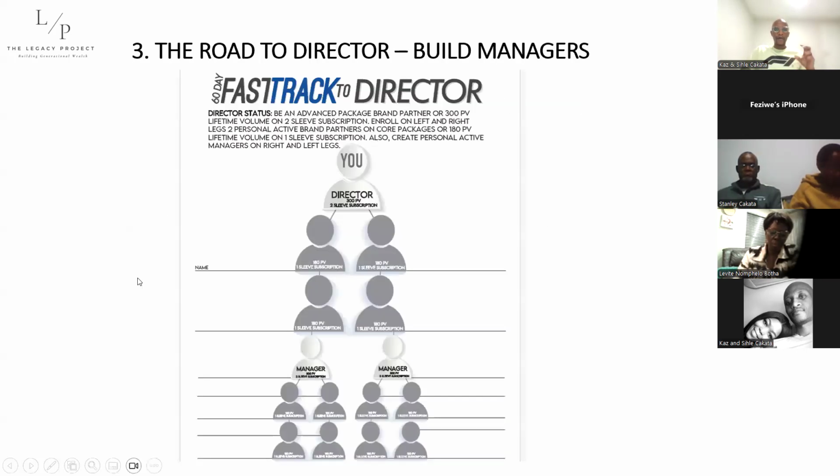Okay. The road to director is paved with building managers. Once you are a manager, all that needs to happen is that you now enroll 1 manager on the right, 1 manager on the left. In fact, just 2 managers, and you are now a director. So again, this is on the This Is It team. The purpose of this call is not to go through this, because we've had the training on it and we'll have a discussion based on this.